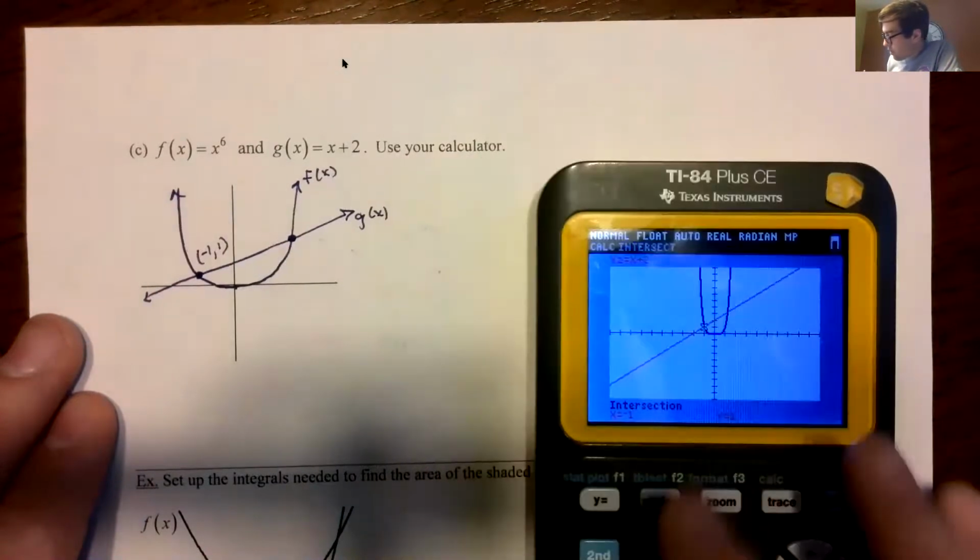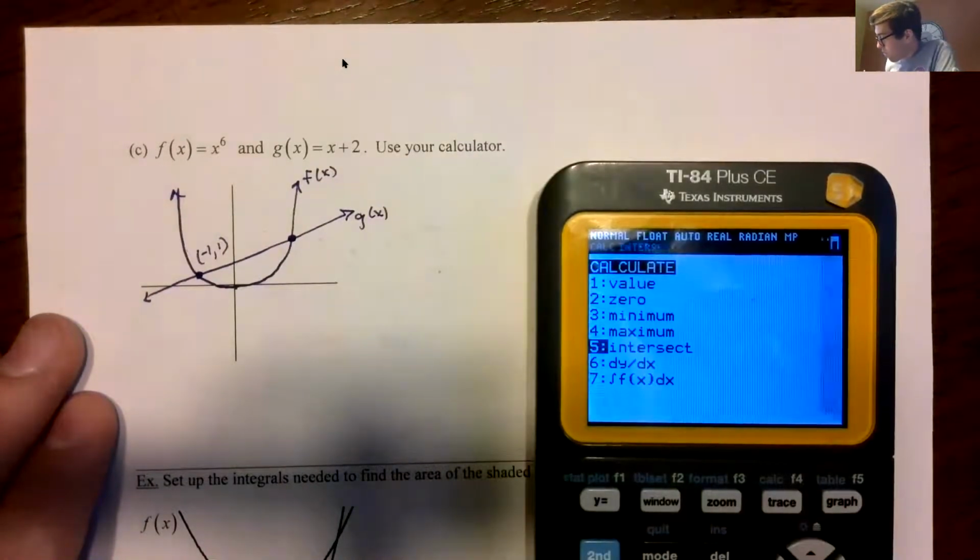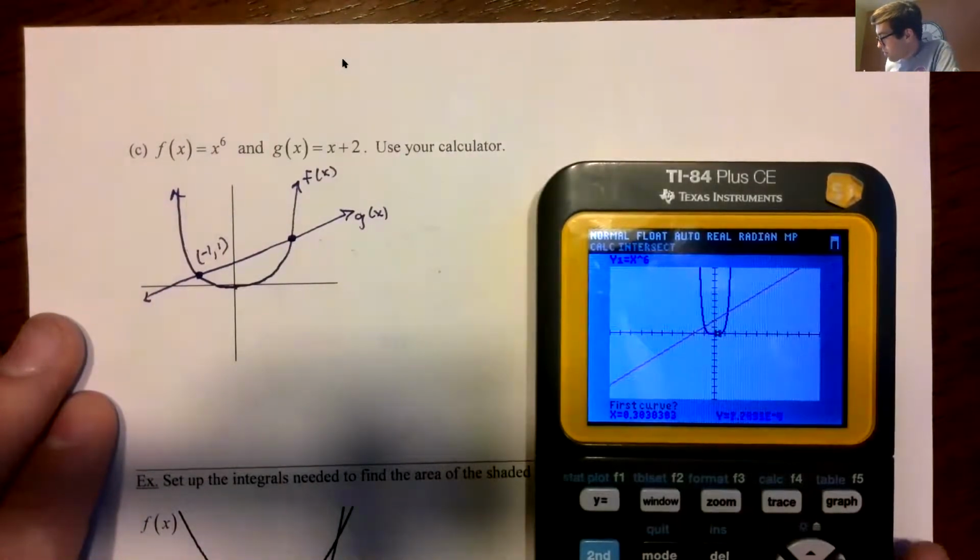And the second one, if I go back to second trace, number 5, move my cursor so that it's close to the second intersection point, enter, enter, enter. We have, I'm going to round to 3 decimal places. So we have 1.215, comma 3.215.